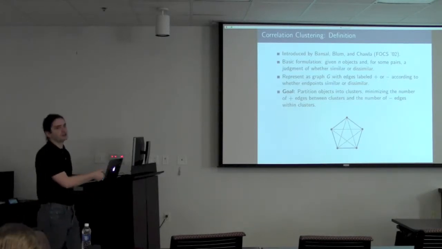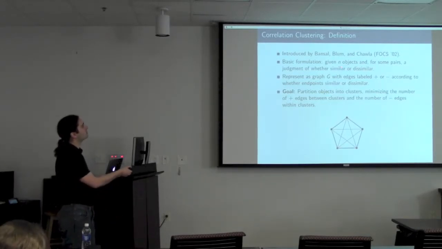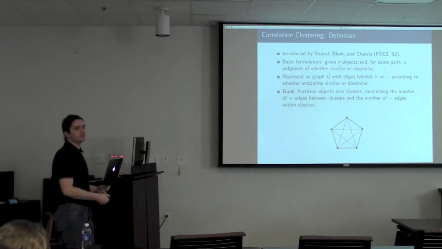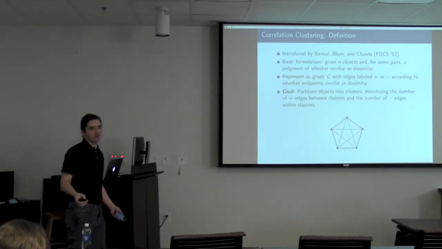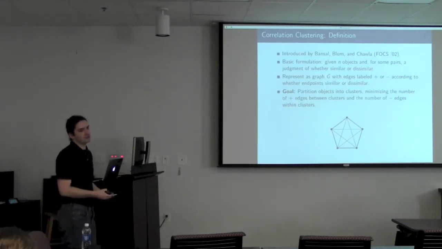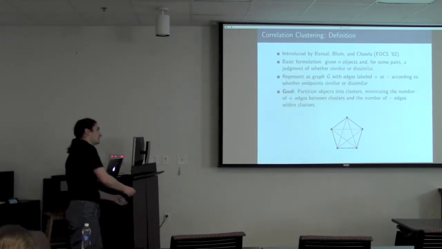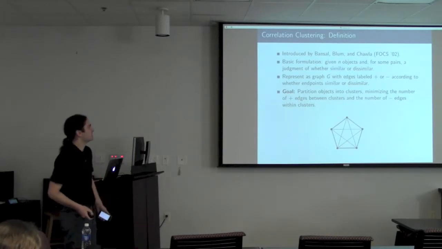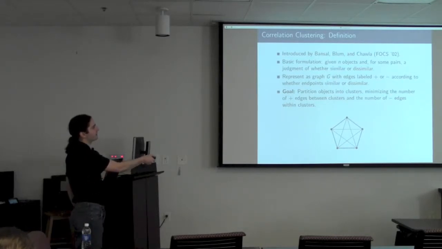And here's the basic formulation. We're going to extend this a little bit and look at some variations on it. But in the most basic form, you have a whole bunch of objects, and for some pairs of these objects, you have a judgment of whether they're similar or dissimilar. So you might imagine, for example, you're trying to do document deduplication. You have a whole bunch of files, and you have some algorithm that says, yes, these look like the same document. No, these don't look like the same document. And that's where you get these similar, dissimilar. And we represent this by saying we've got some graph with a bunch of edges that are either labeled with a plus or a minus.